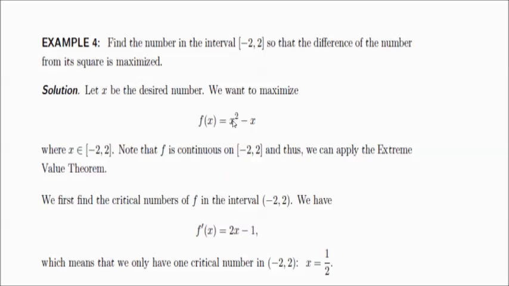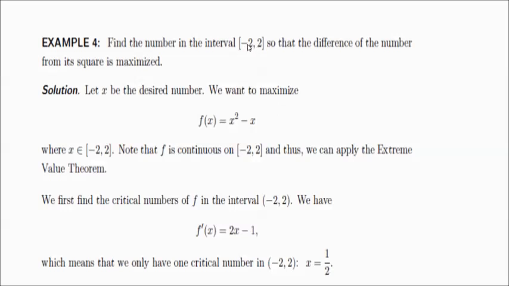So first, kunin yung derivative niya, 2x minus 1, and then equate to 0. Kapag in-equate ito sa 0, makukuha yung critical number na 1/2. Di ba? Kasi transpose yung 1 and then over 2. So 1/2 yung critical number.